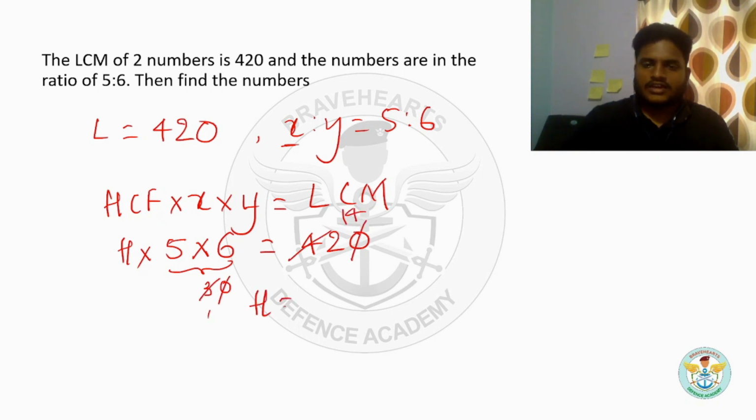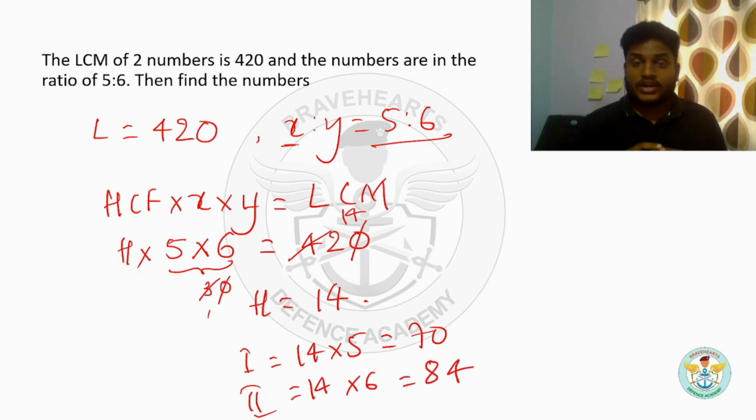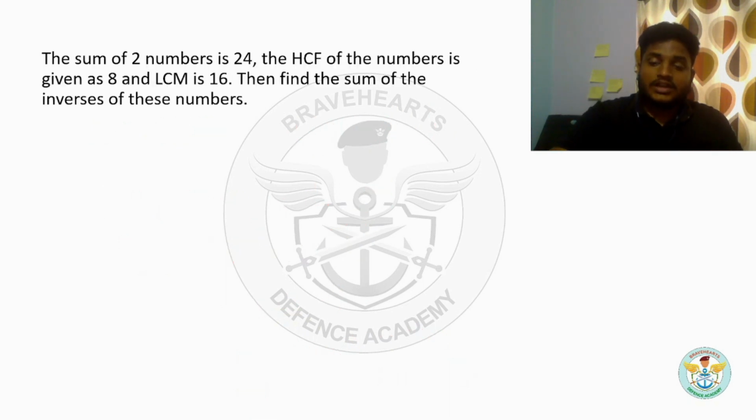So your HCF can be written as 14. If we know the HCF and we know the ratio of the numbers, your first number will be 14 into 5, that is 70, and your second number will be 14 into 6, that is 84. I hope I am being clear here. These are the new kind of sums asked especially in the new pattern of the AFCAT and CDS as well. So try to understand the concept here. If we have the HCF and the ratio of the numbers, we can easily find the numbers.